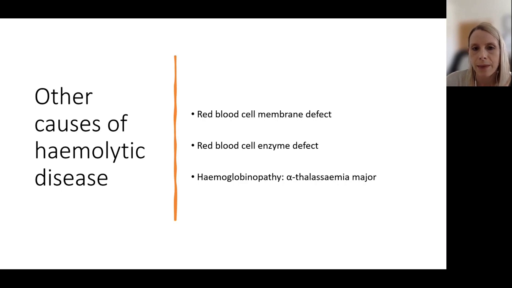So as well as incompatibilities, there's also other reasons why red blood cells will break down more quickly. So you might have red blood cell membrane defects, enzyme defects, or hemoglobinopathies like thalassemias. So it's also important to look for these when we do our blood films. Next slide, please.